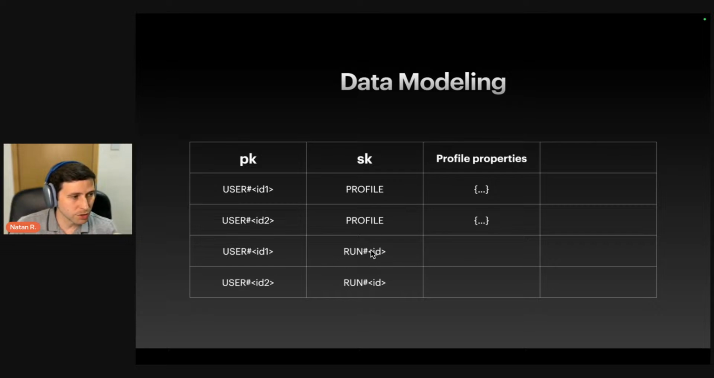And for the sort key, I'm going to use a run and the ID, but still the primary key, they are going to be associated to the same user. And I can have also these different run properties.